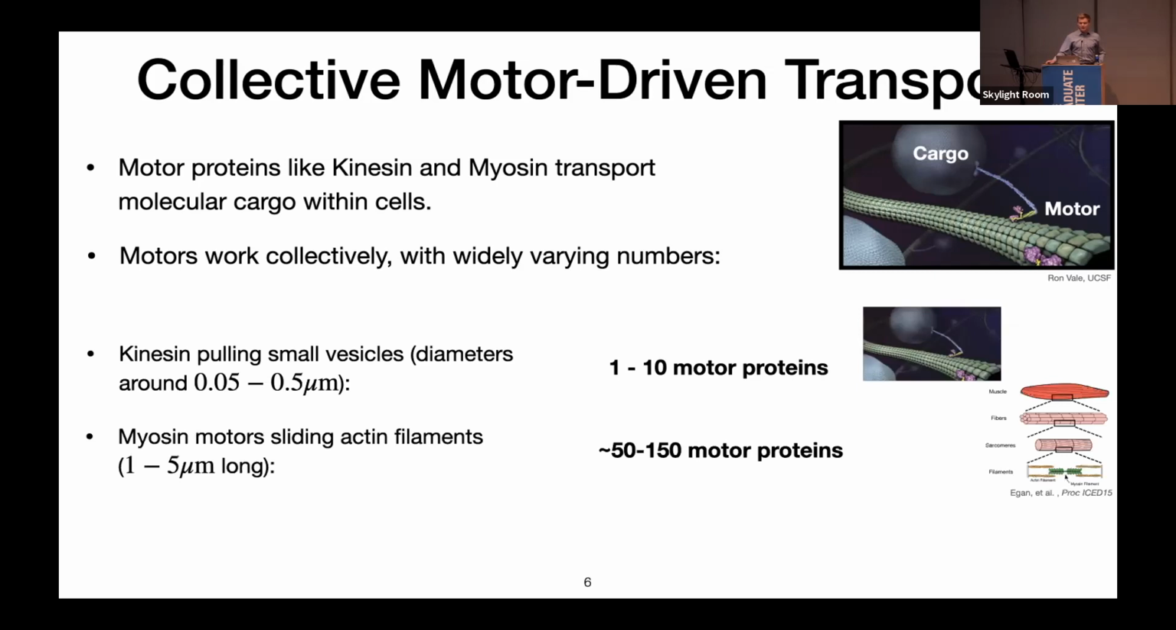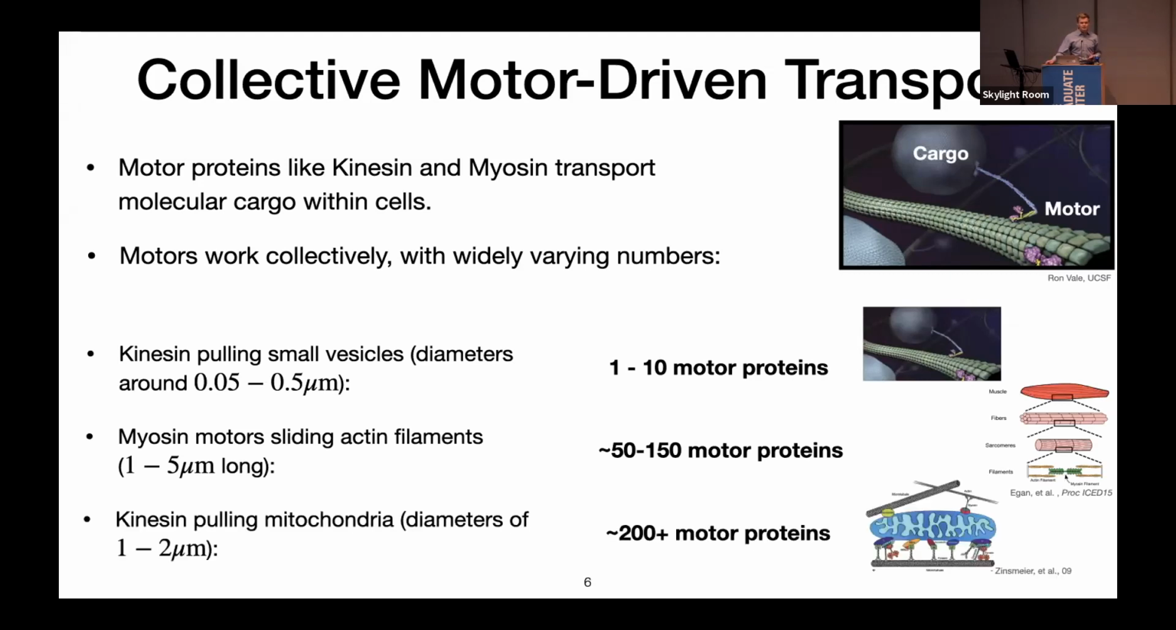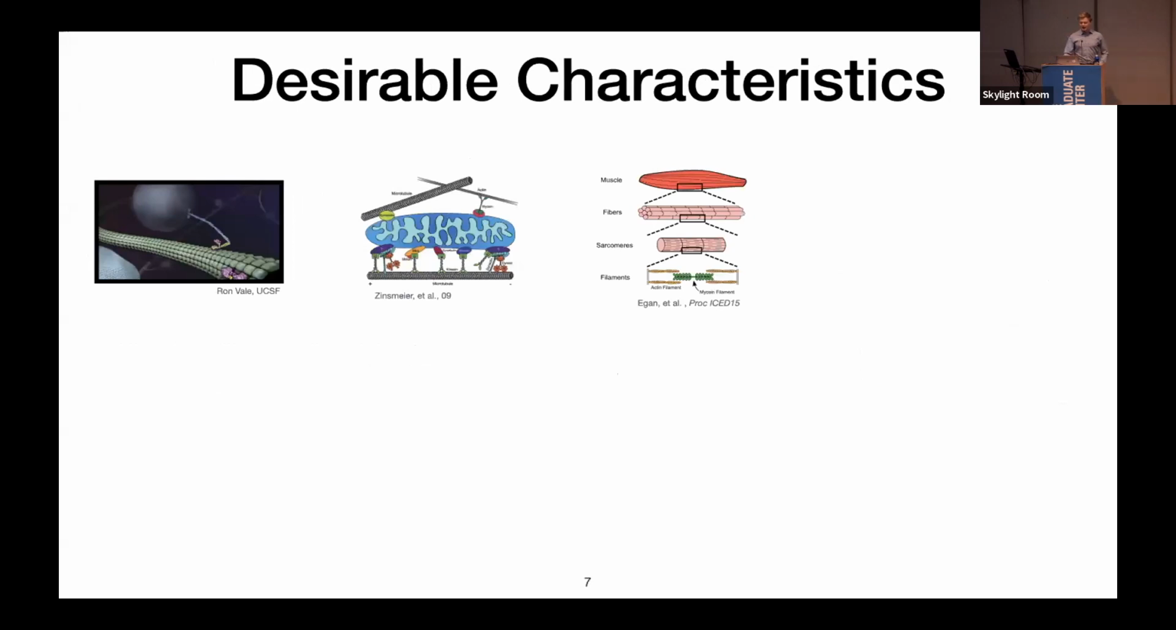For myosin motors sliding actin filaments within muscle tissue, you might have on the order of 100 motor proteins. And for kinesin pulling large organelles like mitochondria within cells, experiments have found well over 200 motor proteins in some cases attached to a single cargo. So there's a really wide range of possible numbers of components to these systems. And taking a step back and just thinking about, suppose we have a transport system within a cell. What are some things we might like to optimize?